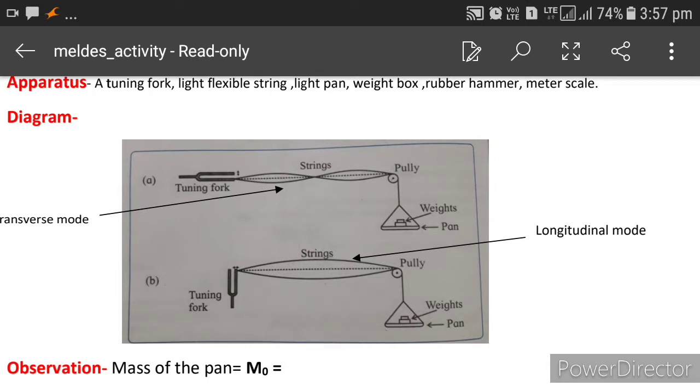The fork is set into vibrations by gently hammering a prong, and the tension in the string is adjusted to obtain a number of loops on the string. See, in figure A there are two loops, and in figure B there is only one loop. The loops are formed due to interference between the wave starting from the fork and traveling towards the pulley, and the waves reflected back from the pulley.